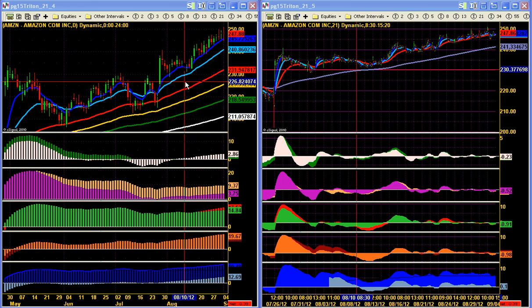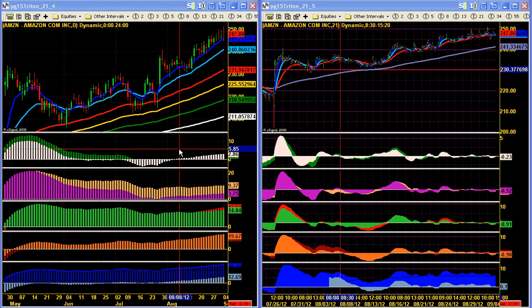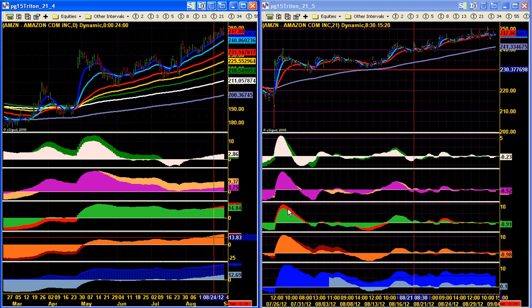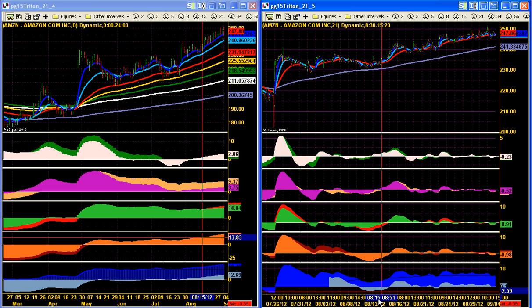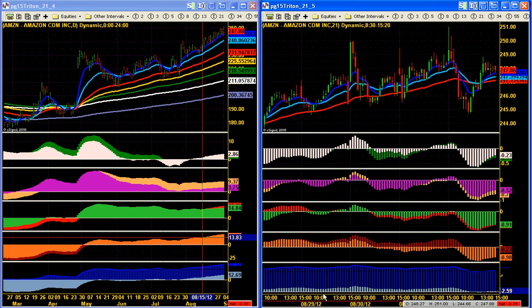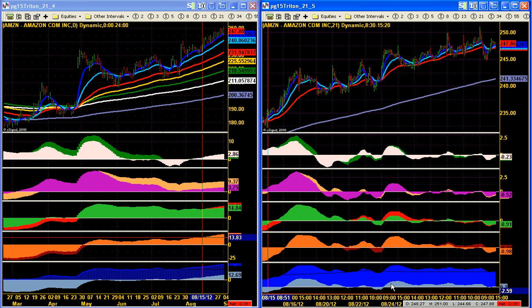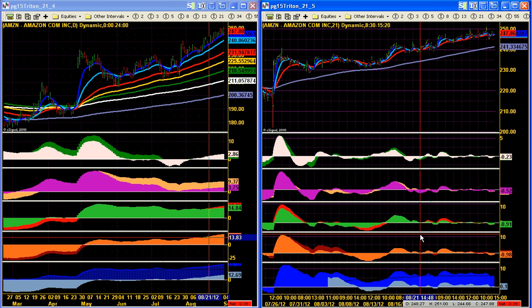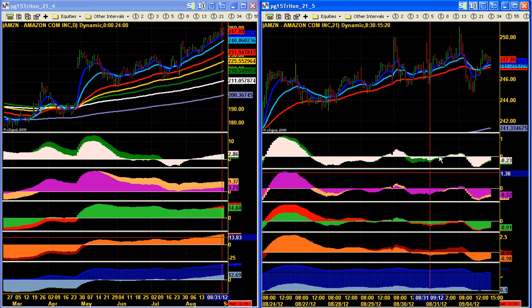Taking a look at Amazon, Amazon's doing the same thing around the 8-period moving average. T1, T2, T3, T4, T5. All the waves are above zero. There's little or no change on the 21-period moving average, and that's just going sideways to up very slowly, very methodically. There's no indication that that's ready to come down.